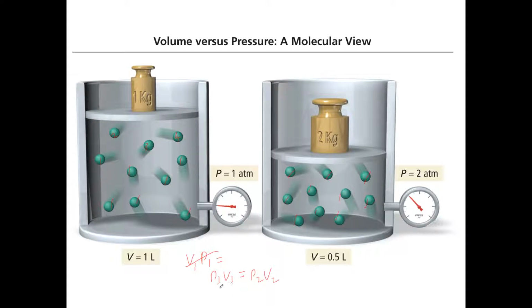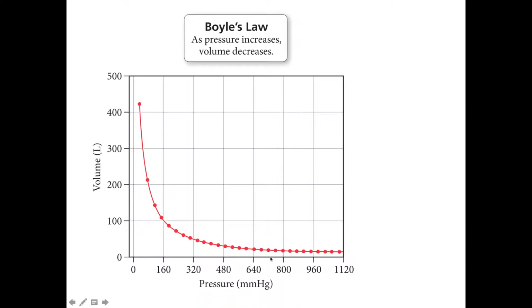Look at this. The first one is 1 atmosphere. What's the volume here? 1 liter. That is equal to 2 atmospheres times what? Half a liter. And you can tell by inspection that that's a true statement. Okay? So this is Boyle's law, and we'll use it now to solve a problem.